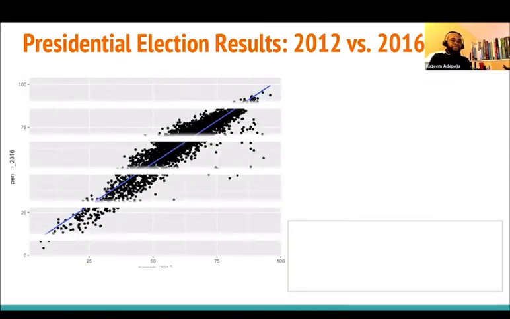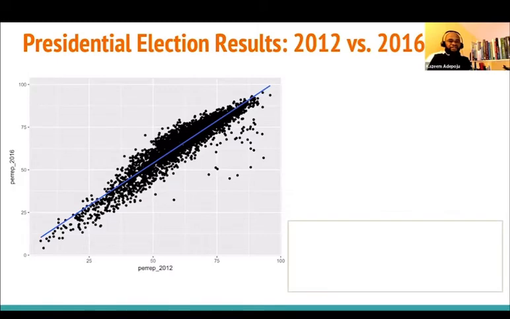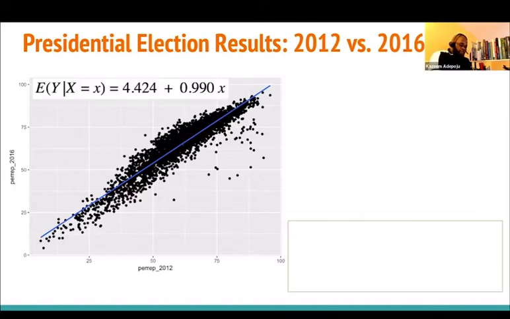Now you remember last week I said that if you want to study the relationship between variables, you need to start with a scatter diagram, you need to start by plotting, right? Now take a look at what I have right here. The percentage of voters that voted for the Republican candidate in 2016, we are plotting that against the percentage of voters that voted for the Republican candidate in 2012 across counties in the United States of America.